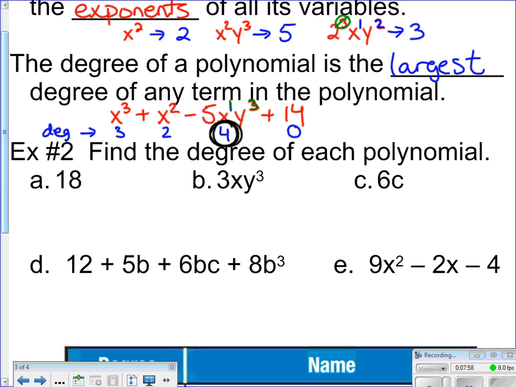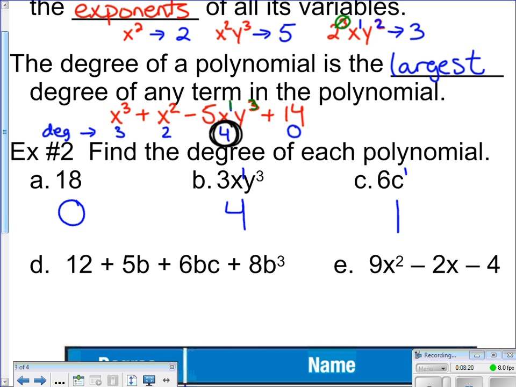All right, so what you should have had for the degree of 18 is 0, no exponent. The degree for b, don't forget the 1 from the x, makes 4. And c, since there's only one variable, which is c, it has an exponent of 1, so the degree is 1.